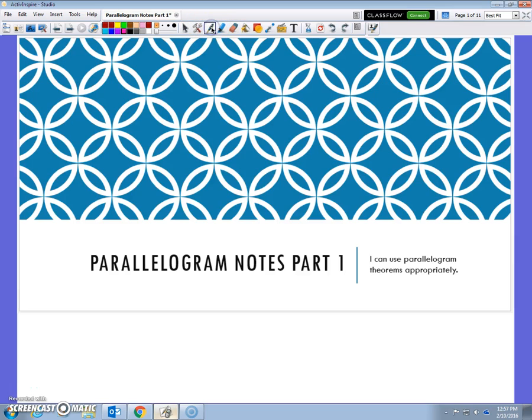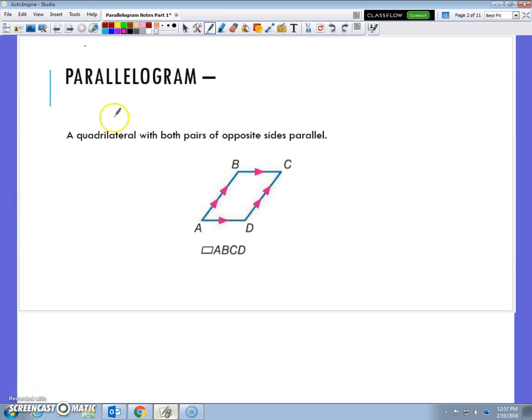All right, this is Mr. Gillum, and today we're going to learn about parallelograms. They're a type of quadrilateral, meaning they're a type of four-sided figure. For a quadrilateral to be classified as a parallelogram, they have to have two pairs of opposite sides that are parallel. Okay, so they have to have two sets of parallel lines.